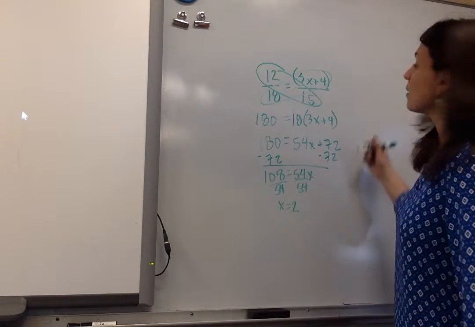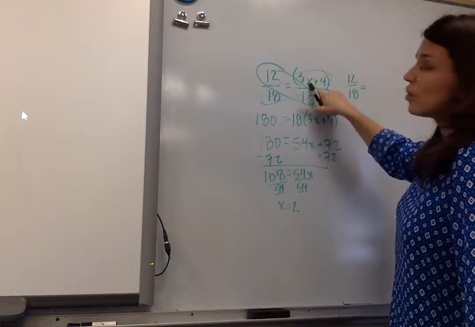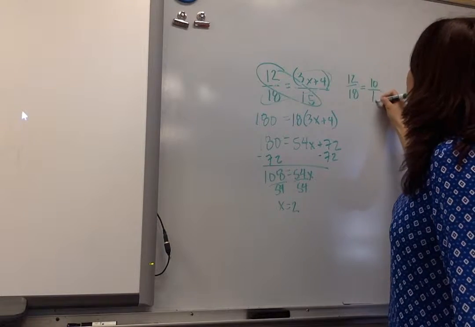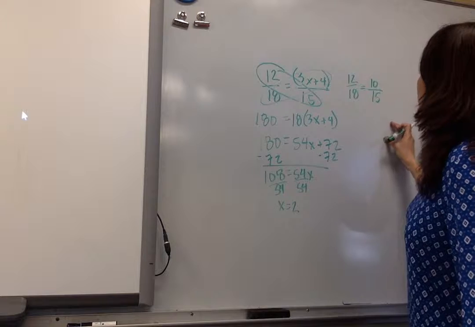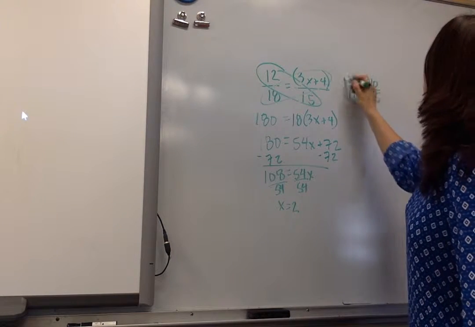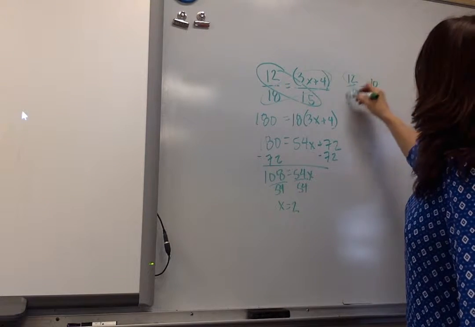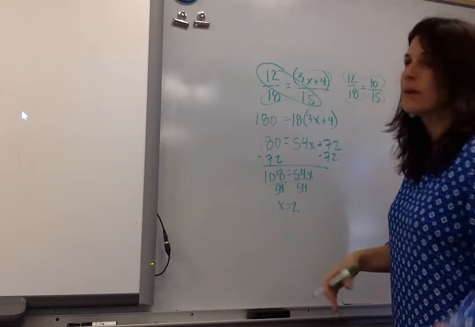So when you check your answer, I have 12 over 18 equals, plug in 2 for x, and I get 6 plus 4 is 10, so 10 over 15. Does 12 over 18 reduce to 10 over 15? Two ways you can check that. You can multiply your extremes. 12 times 15 is 180, and 10 times 18 is 180. So they check out. My extremes match my means.